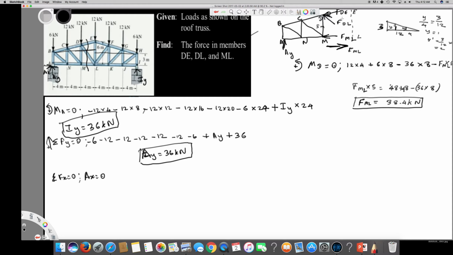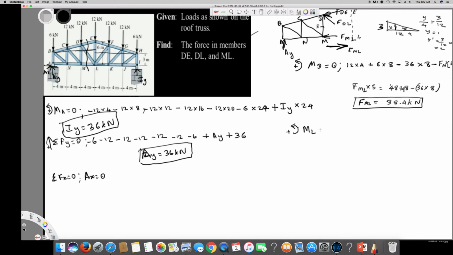If I take moment around L, I can get rid of this decimal number and these things, so I can simply find the FDL, right? I take moment around E, moment around L, so I can get rid of FDL and FML, and I can directly calculate FDE. So let's take moment around L.